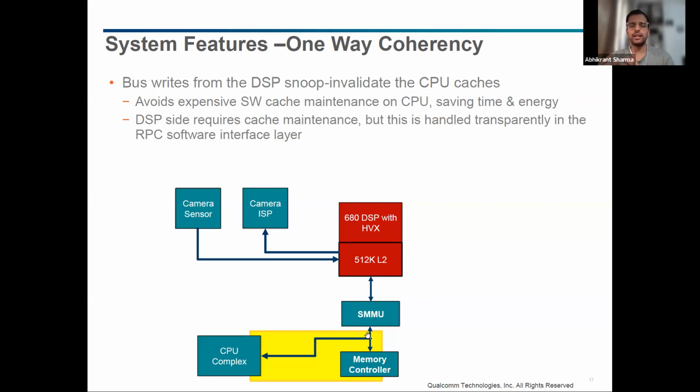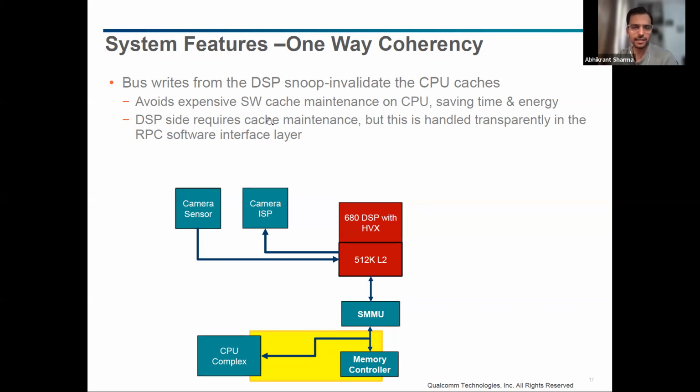And this is actually taken care of by the fast RPC layer, or the fast RPC driver that I mentioned a few slides back. So the cache flush and invalidation is done automatically, and there isn't a need for the end application developer to worry about it. But that being said, it is the driver that is doing it, which basically means that the DSP needs to ensure that it invalidates the caches when the work is done.